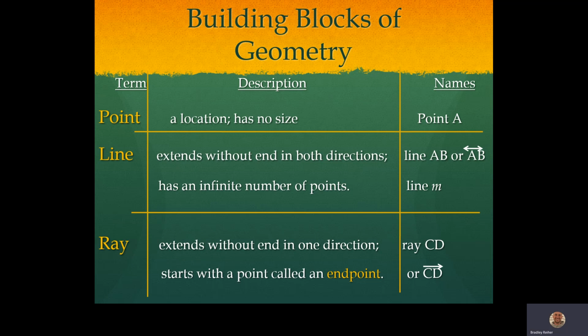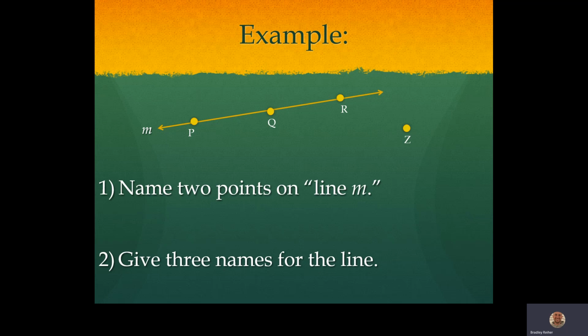Also, you could name a line with one letter, but it's not a capital letter because it's not a point. We go back to this example. Notice that little lowercase cursive italicized M. That's not a point because it's not capitalized. That's the name of the entire line. That's the collection of all of those points. So you could name this line right here on this slide, line M also.